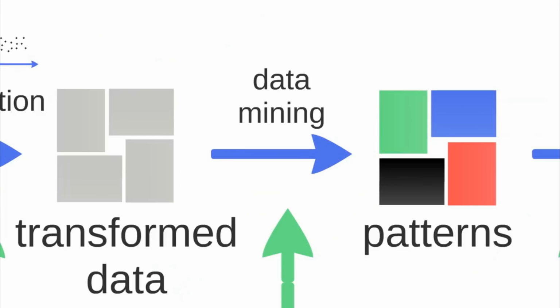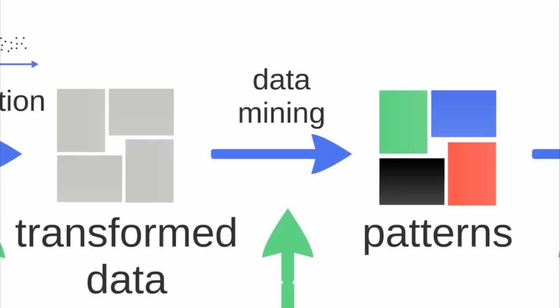The next step, suppose we have the transformed data, is the main topic of this whole process, which is called data mining. From the transformed data, we can get the patterns. And how do we do this? We can apply several classification algorithms. You will be able to see in the description of this video several data mining algorithms.